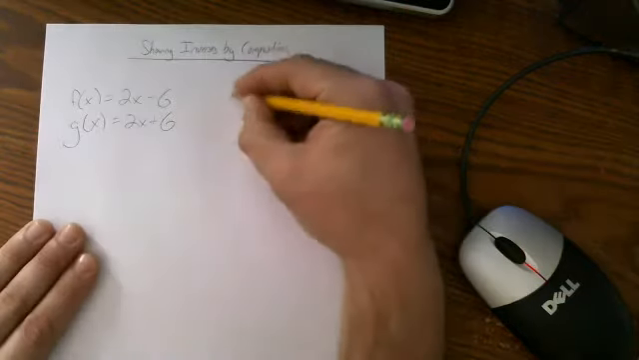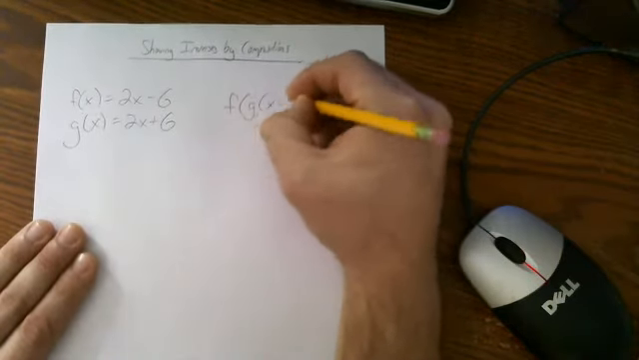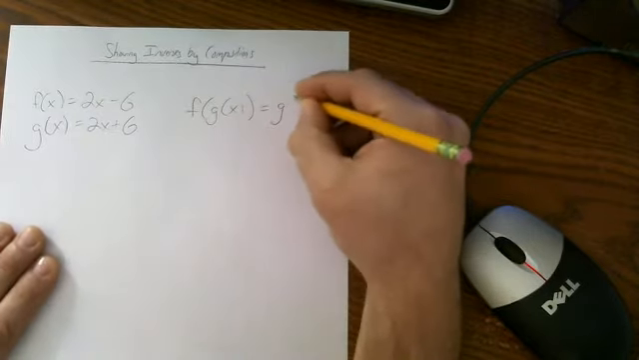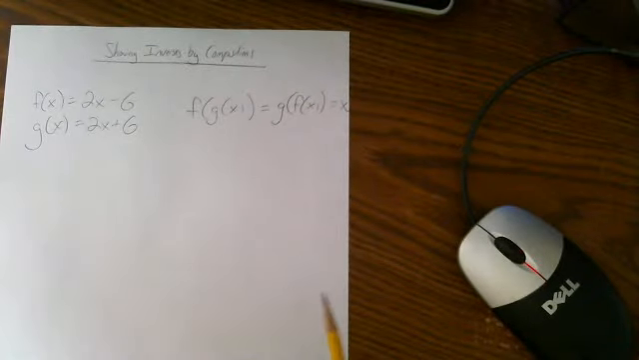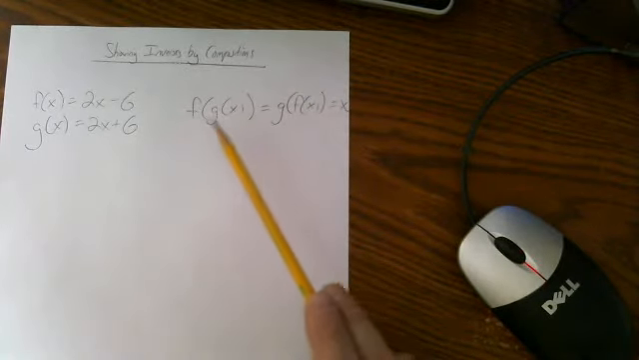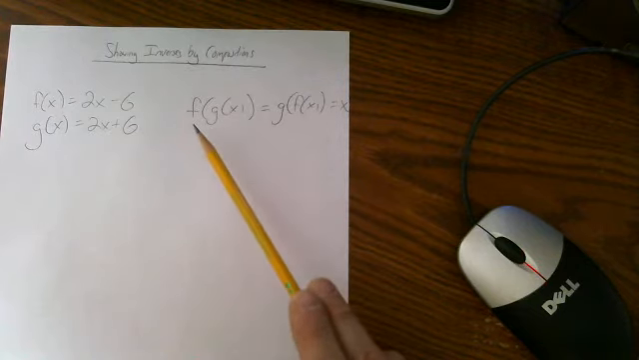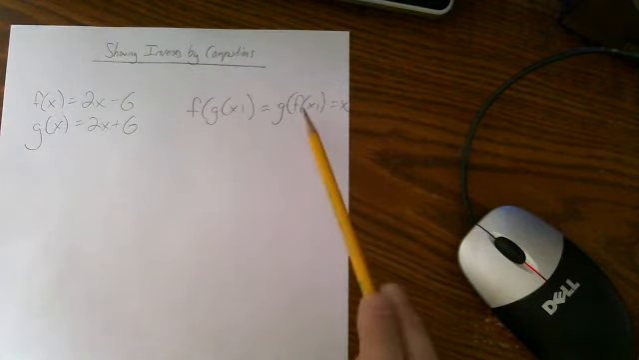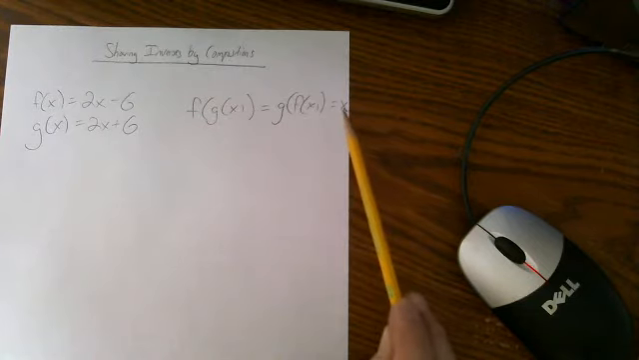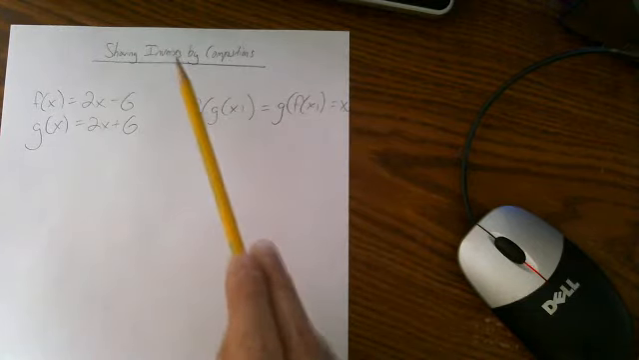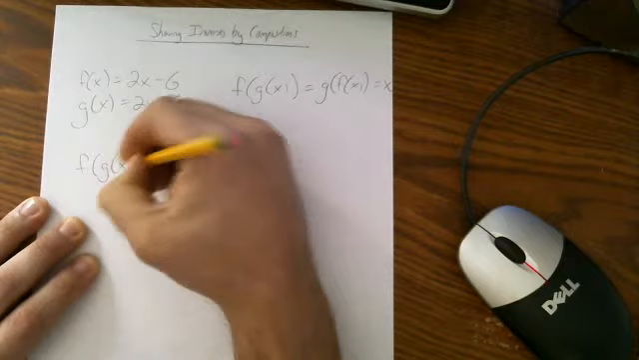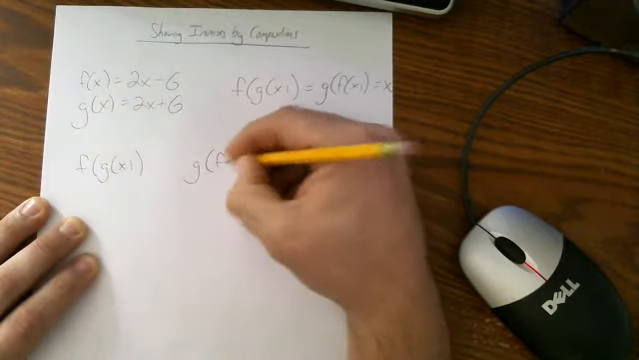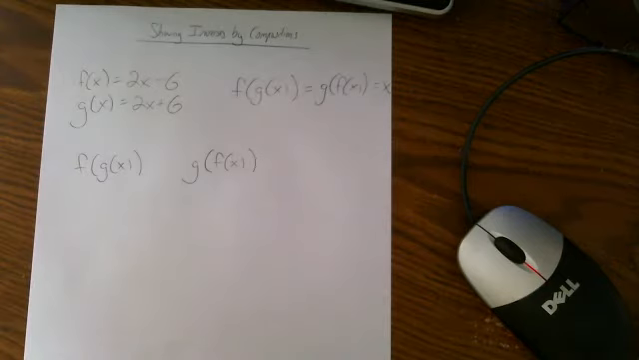And the way you do that, if f of g of x is equal to g of f of x, which is x, then the functions are inverses of each other. So what this is saying is, if I evaluate in this direction, plug g into f, or if I evaluate in this direction, plug f into g, I should get x in return if the functions are inverses of each other. So that's exactly what we're going to do. We're going to find f of g of x and g of f of x. So we're going to compose the functions together in both directions.